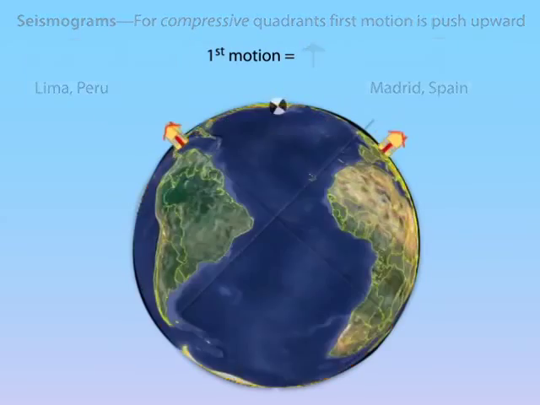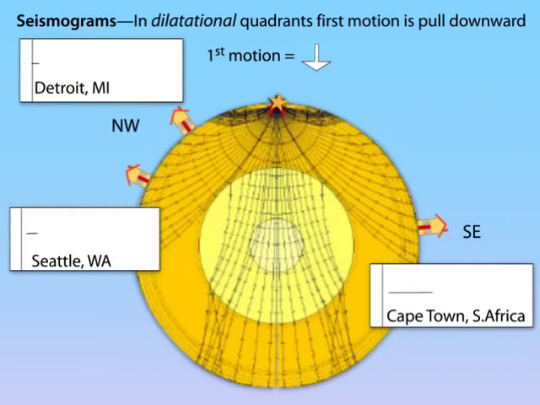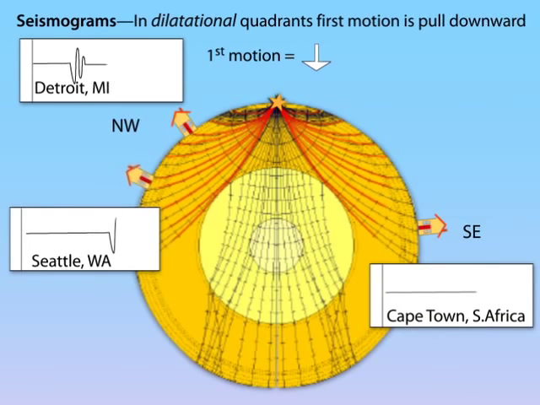The second cross-section will show P waves traveling to Detroit and Seattle in the northwest quadrant and to Cape Town, South Africa in the southeast quadrant. These will have dilatational first-arriving P waves that are pulled toward the earthquake, observed as a downward vertical motion on their seismograms.